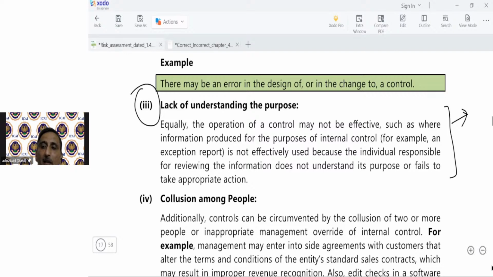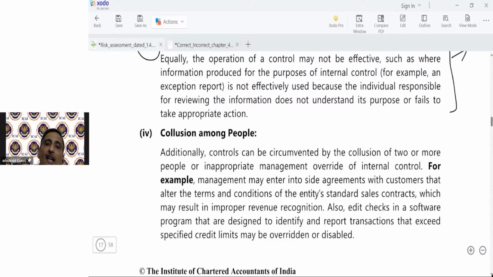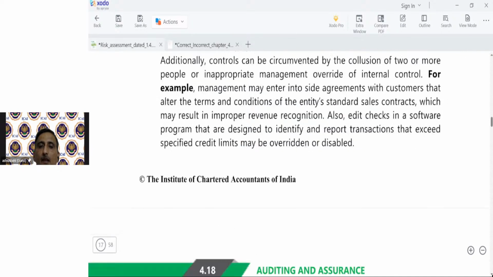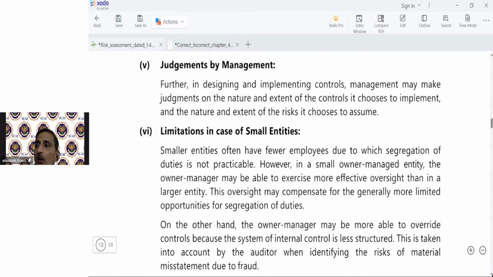Collusion among people. So what is collusion among people? Again relating to the definition of internal control, no system is foolproof. Two people might collude, मिली भगत मिल जाए, so they can bypass any system. Okay, so collusion among people to bypass the internal control. Judgments by the management: judgments of management might be wrong, and limitations in case of small entities.